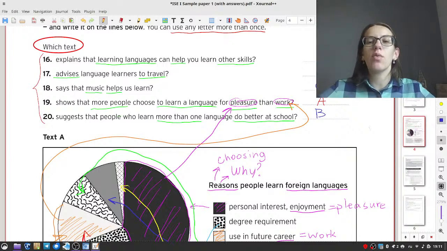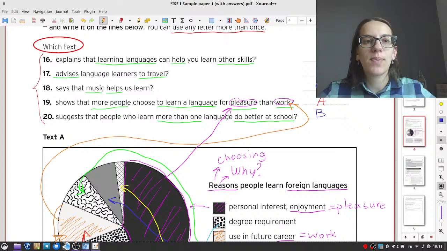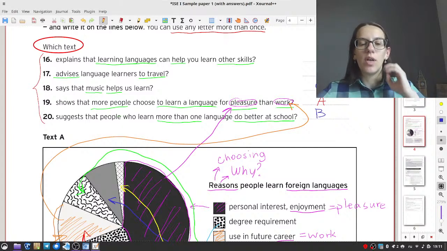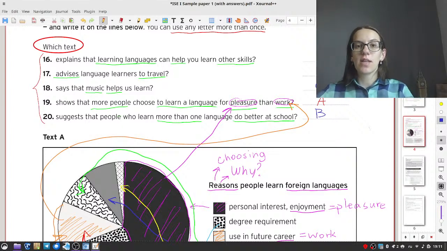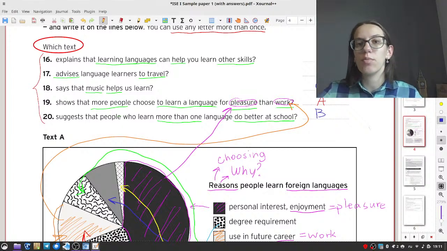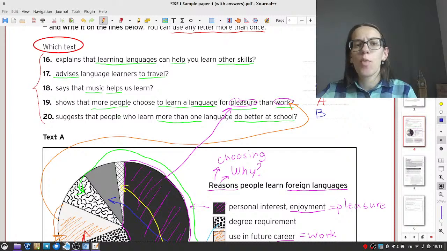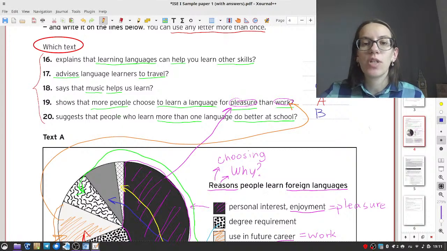But let's just check the other ones. So does it explain that learning languages can help you learn other skills? No, this one is the other way around. It says that another skill, music, helps you learn a language. Not language helps you learn music, but music helps you learn a language. So 16 is not C. Which text advises language learners to travel? There was nothing about traveling. Does it show that more people choose to learn a language for pleasure than work? No, nothing about reasons why people decide to learn languages.